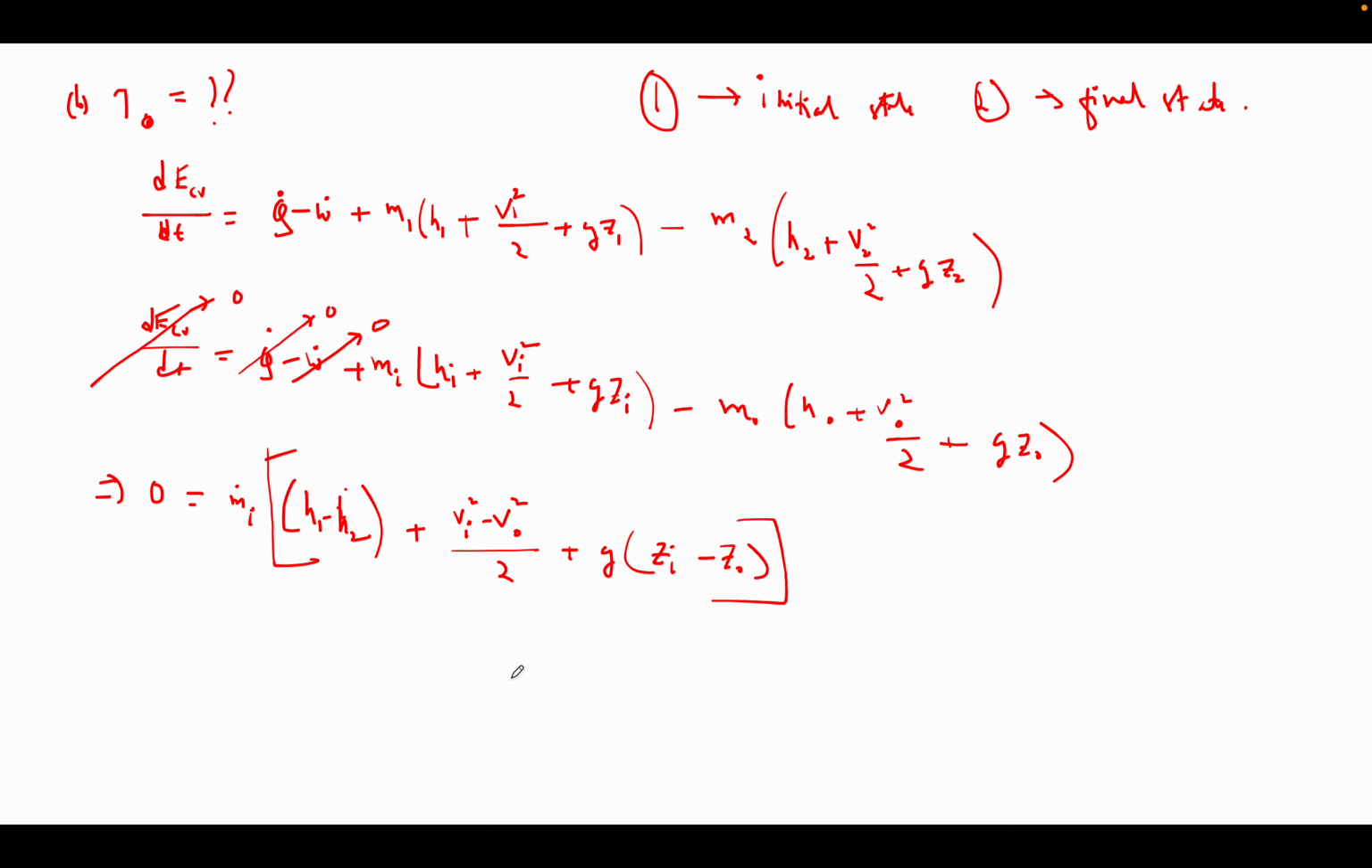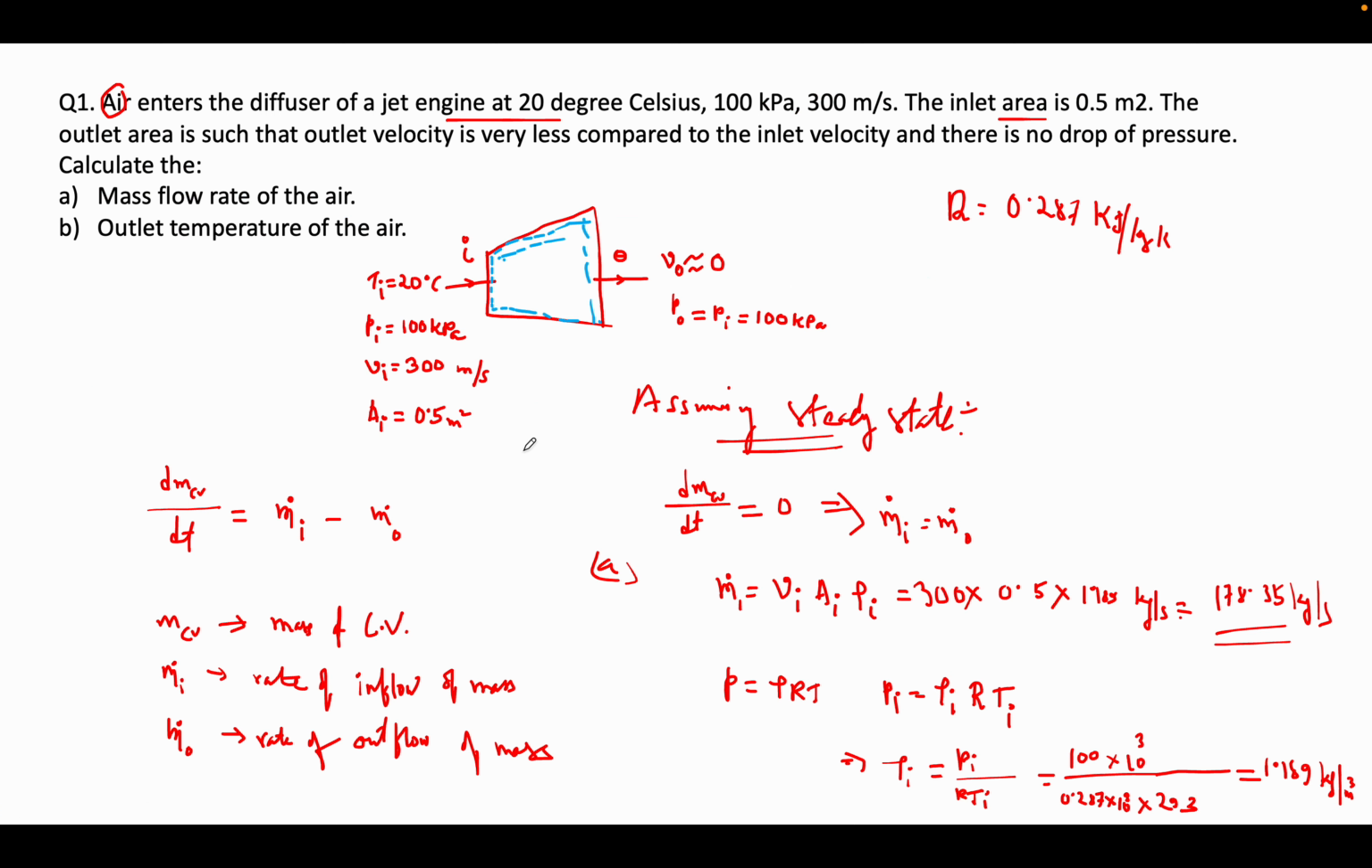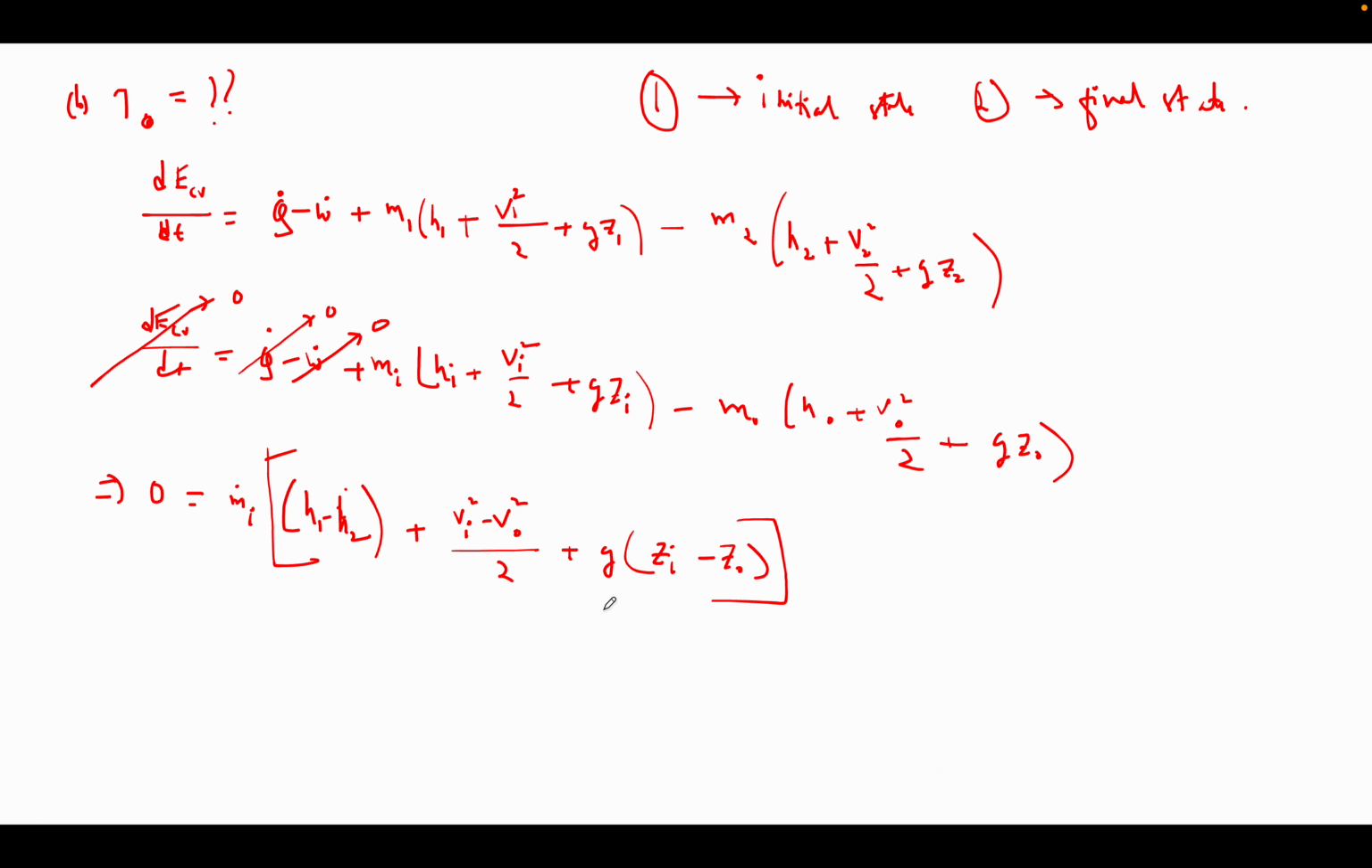Now again, it is not saying anything about the height of the inlet and the outlet. It is not saying anything. That means the diffuser height is very small, so there is no change in potential energy, so this part we can neglect. Okay, so what are we left with, we are left with this one.